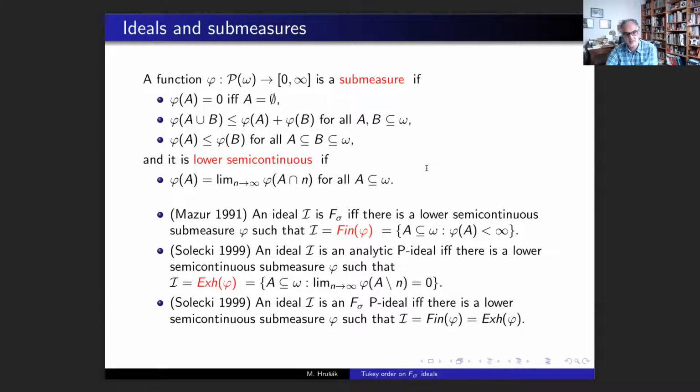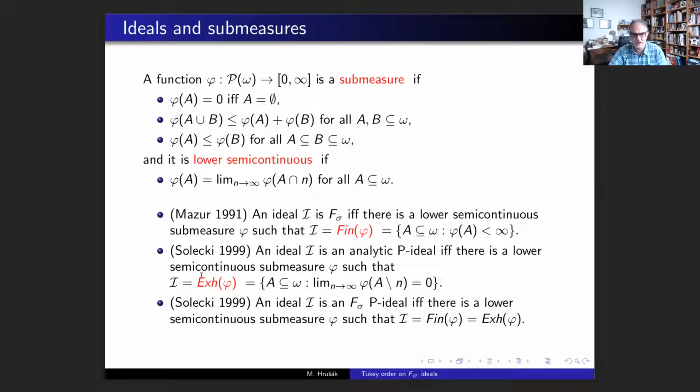And now with this definition, Mazur showed that all F sigma ideals are exactly the sets Fin(phi) for some lower semi-continuous submeasure phi, where Fin(phi) is simply the set of all sets which have submeasure less than infinity. Okay, and a few years later, Slawek Solecki famously showed that analytic p-ideals are characterized in a similar manner, but we look at a different ideal associated to the submeasure.